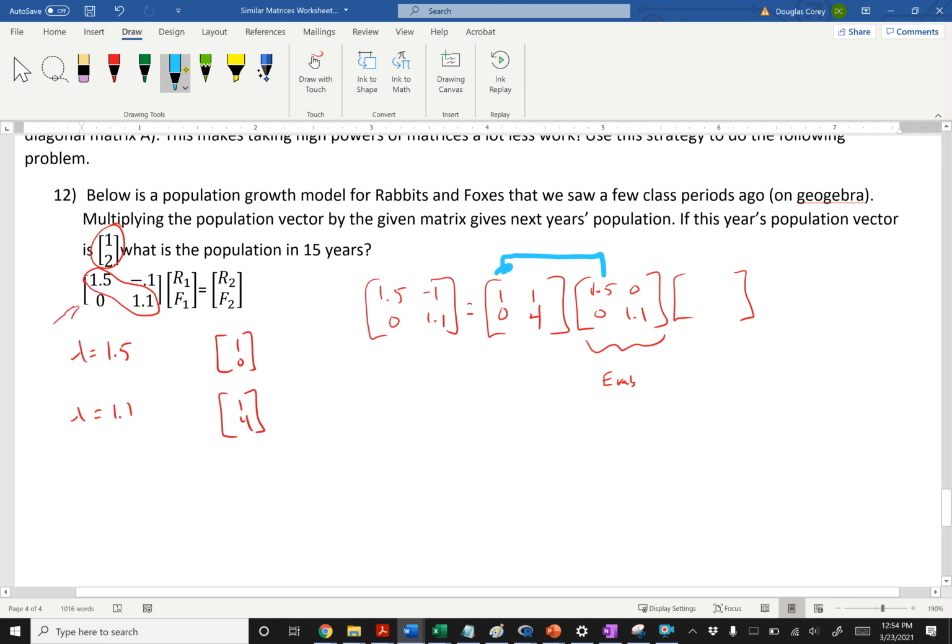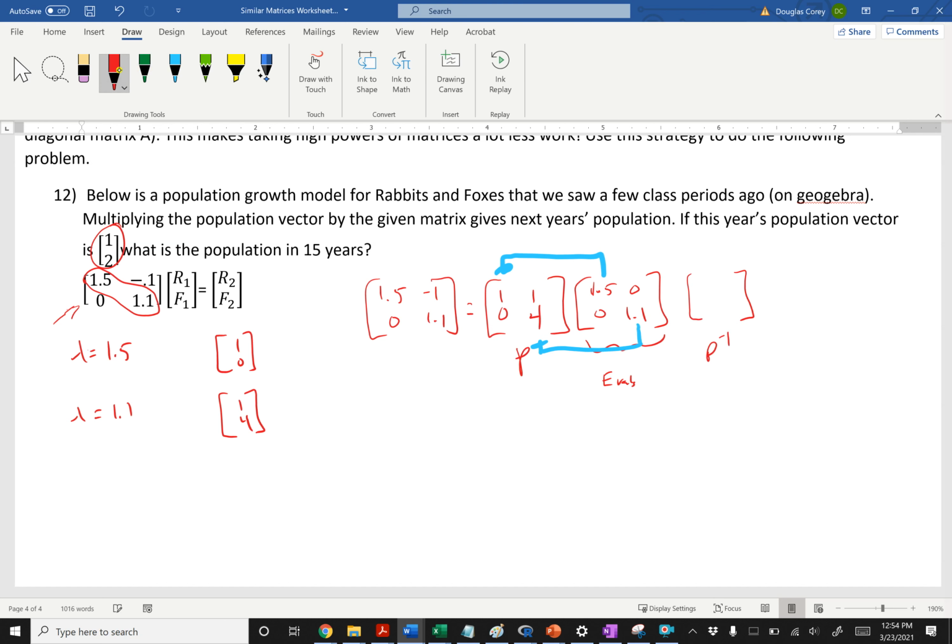That's 1.5 is in the first column, and I need to put the eigenvector that it's associated with in the first column. And this 1.1 is in the second column, so I put the eigenvector it's associated with in the second column. So I'm just matching those up. And then I find the inverse of P. So I need P inverse.